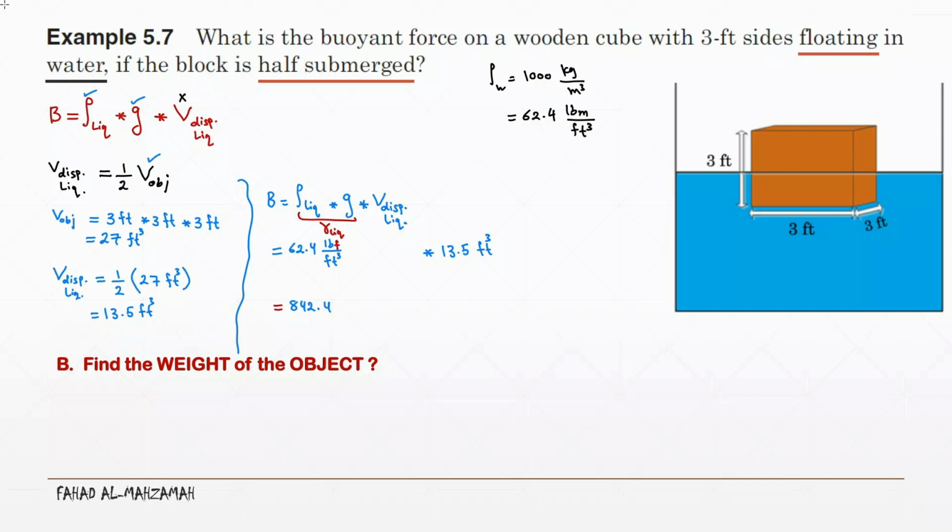Now, what's the unit of the answer? As you can see, cubic feet will be cancelled by cubic feet in the denominator, so the unit will be pound force. So now the buoyancy is equal to 842.4 pound force. Now what about the second part of the question? It says find the weight of the object.